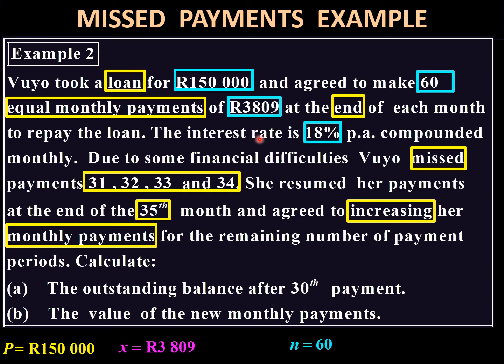3,809 is my monthly payments. Interest rate is 18% compounded monthly. So that's 18 over 12, right? There's 4 payments that she missed. See, there's the 4 payments that she missed.